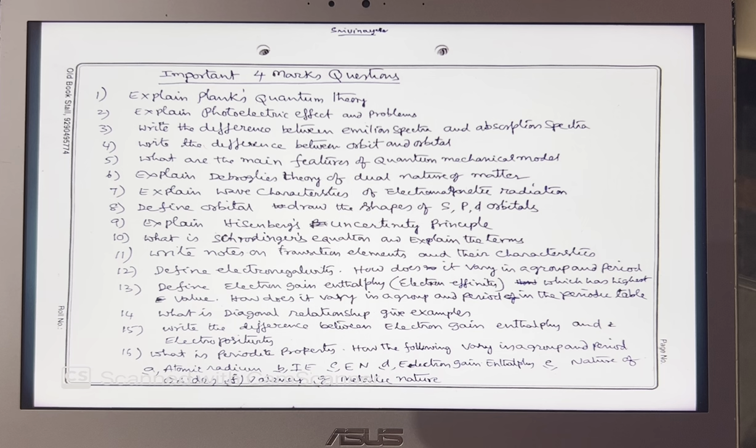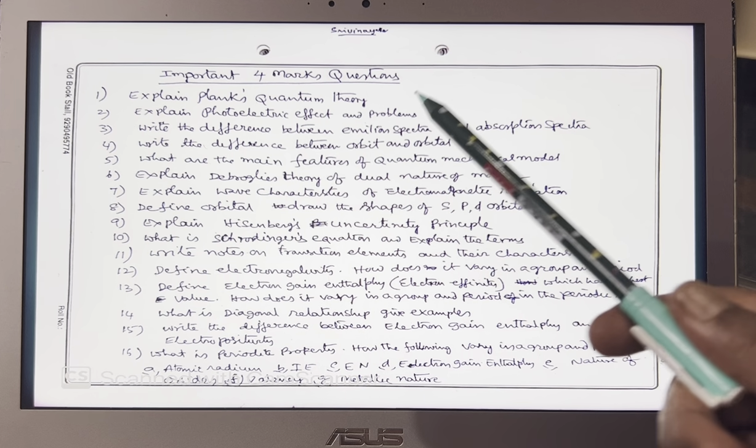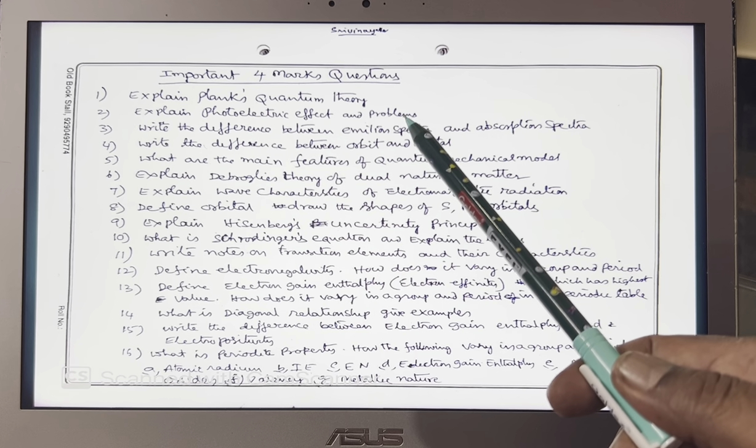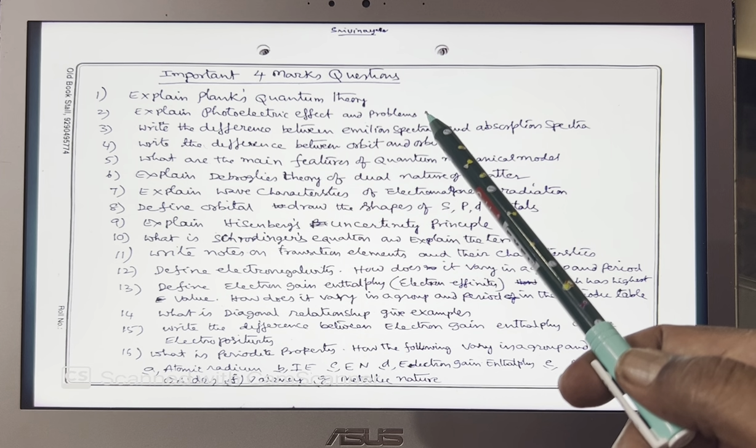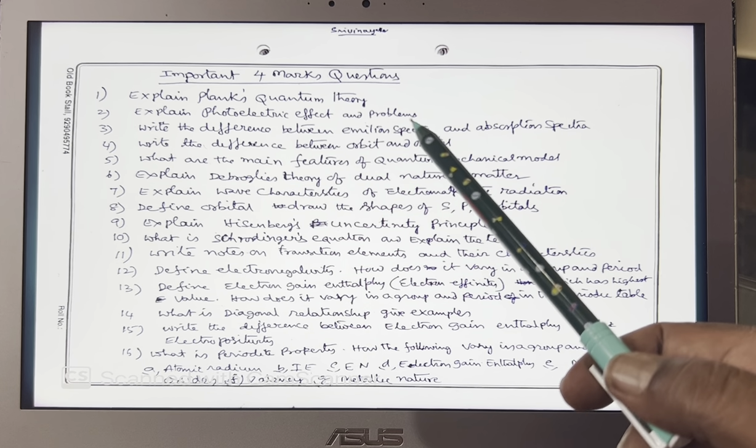This is the important 4 marks questions. What I said in the previous video, I will provide important 4 marks questions in this video. That is, 1, explain Planck's quantum theory, explain photoelectric effect and problems. You have to do some problems on photoelectric effect.